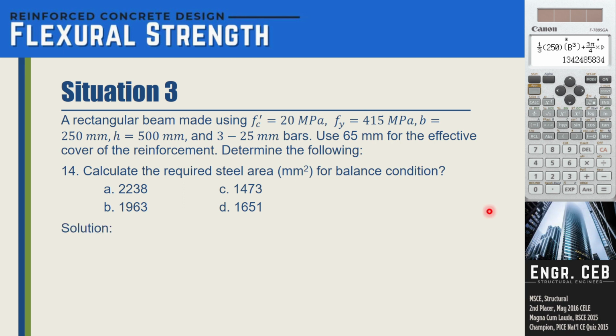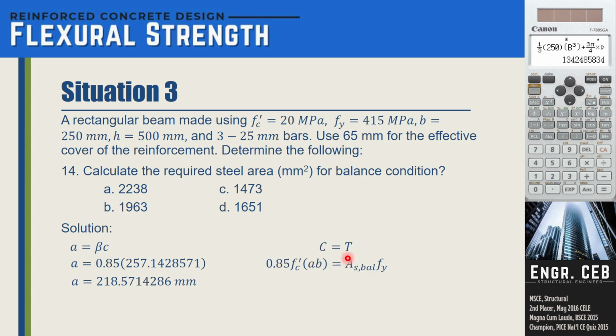Now we can compute the depth of compression block. So A equals beta C. So we can compute for A. And then we can now determine the required steel area. So we will go back to our equilibrium equation of concrete and tension steel. We have 0.85 fc prime AB equals AsFy. So I have replaced As by As bar because we are computing for the steel area for balanced condition. So we substitute the value of A here. We can now compute for the area at balance condition. Okay, and that is letter A.